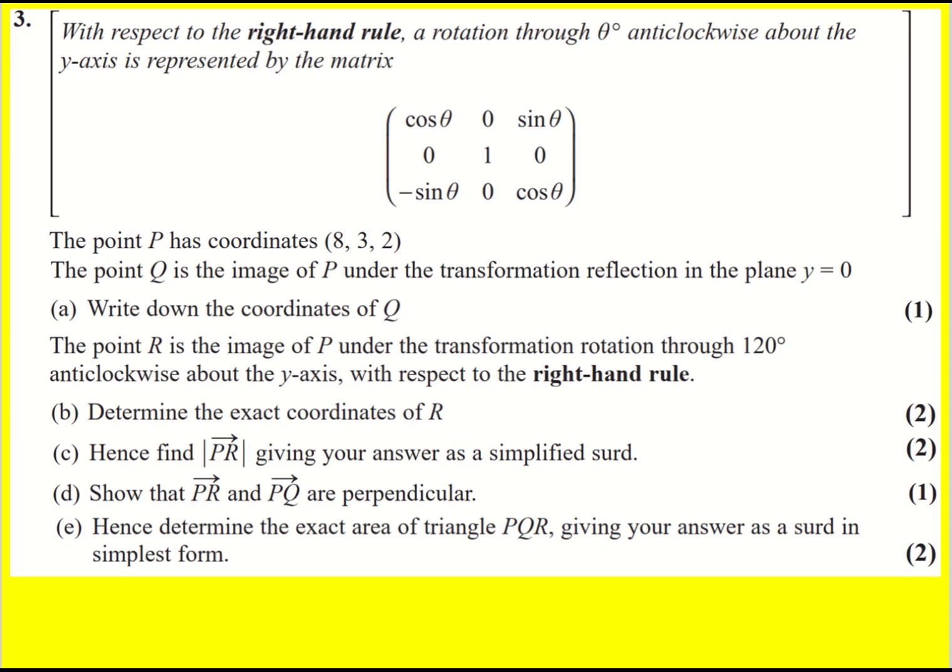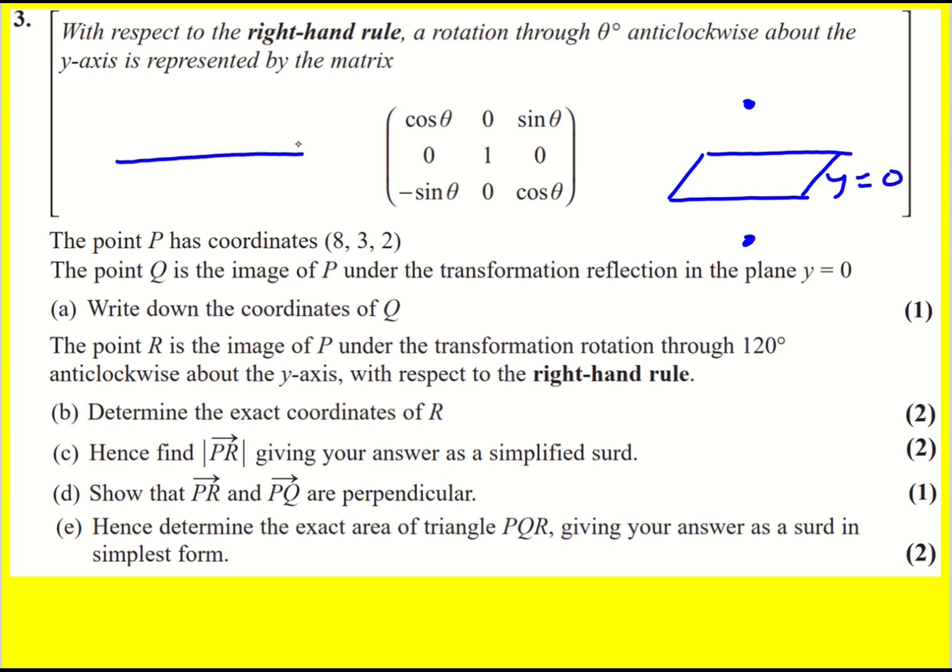Point P has coordinates 8, 3, 2. And the point Q is the image of P under the transformation reflection in the plane y equals 0. Write down the coordinates of Q. Okay, so what is going on here is this point is going down to here, where this is y equals 0.